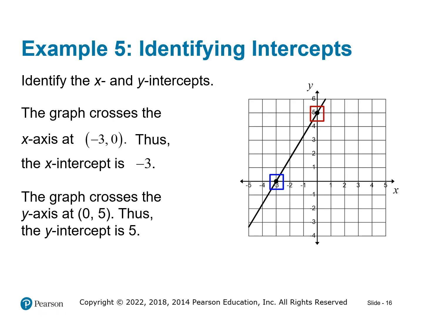So for example 5, identifying the intercepts. So we have an x and y intercept. The graph crosses the x-axis at -3, 0. Thus, the x-intercept is -3. The graph crosses the y-axis at 0, 5. Therefore, the y-intercept is 5. Pause the video now and do parts B, C, and D on your own. Those are your U-tries, and we will go over those in class tomorrow.